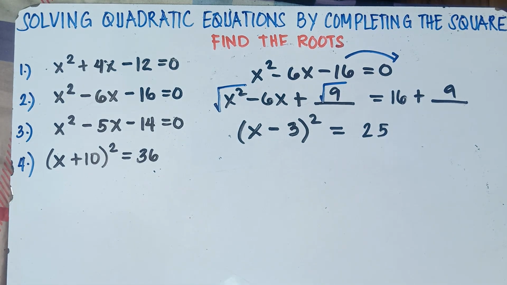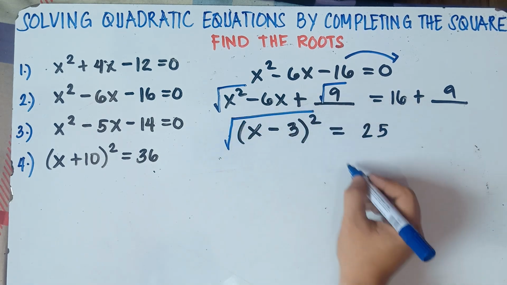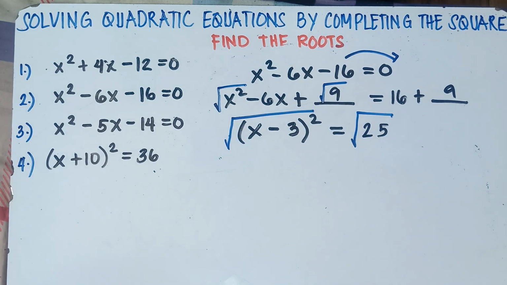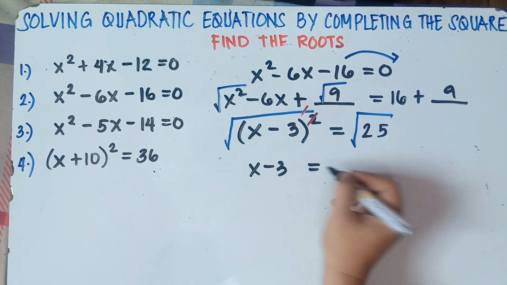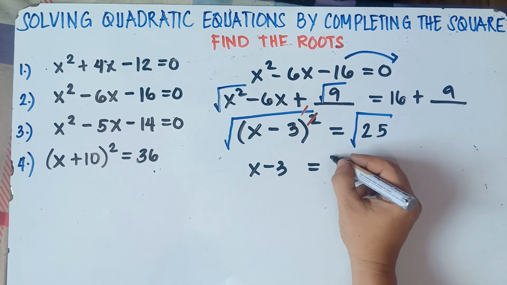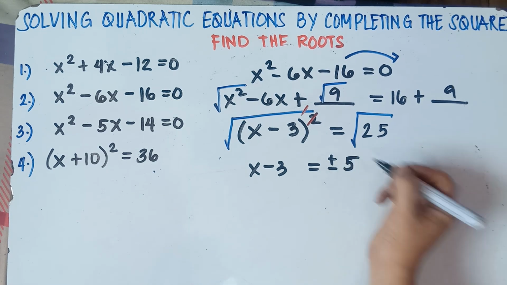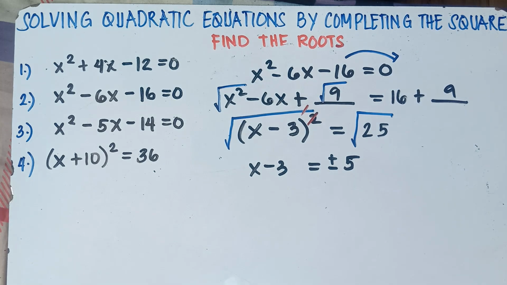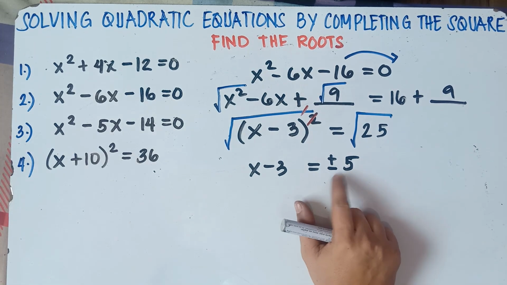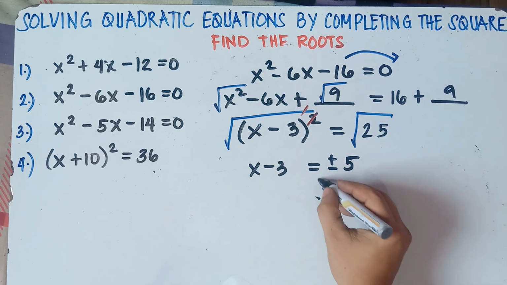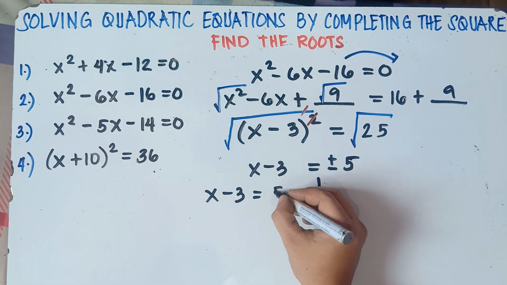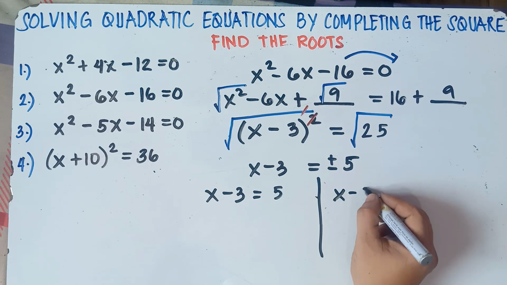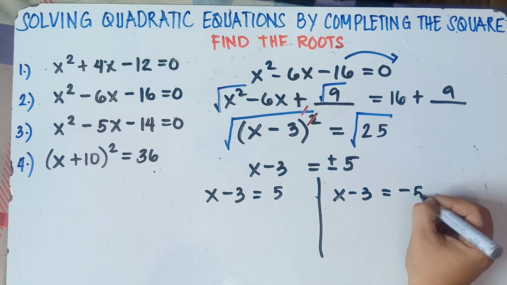Alright, so to get the value of x, we need to extract the square root of both sides, so that we can cancel this out. Alright, so copy x minus 3 equals the square root of 25. That would be positive, then negative 5. And then we need to find the value of x by simply separating positive 5 and negative 5. So this will be x minus 3 equals, let's start with positive 5. And then x minus 3 equals negative 5.